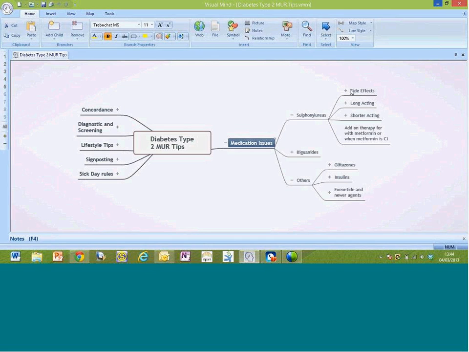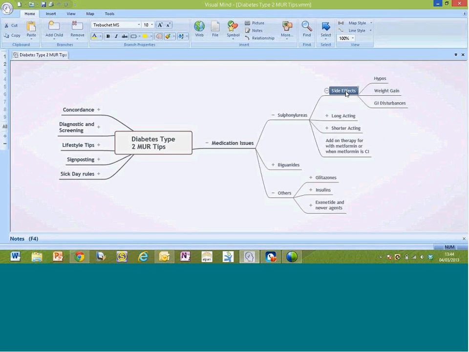Now, with sulfonylureas, there are a few main side effects that you need to be aware of. First of all, there's a greater chance of hypoglycemia occurring, in other words, low blood glucose. That tends not to happen with metformin, and that's one of the reasons why metformin is generally preferred as opposed to sulfonylureas for first use. There is an issue as well with weight gain, which is not just seen with metformin but is more common in sulfonylureas. And also, you get the general gastrointestinal disturbances.